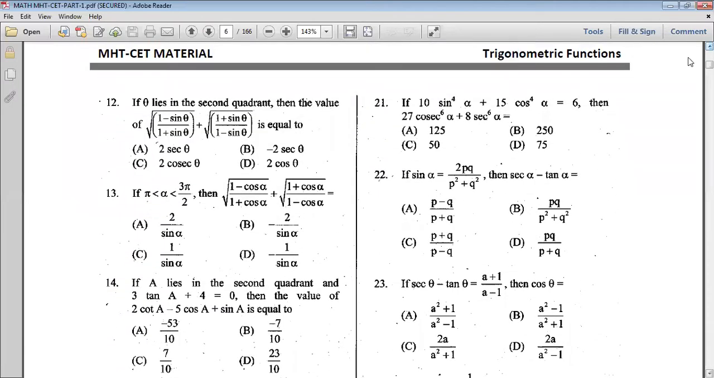Before that, there is a 21st problem that we left yesterday. So first we'll solve problem number 21. Once observe this problem number 21.